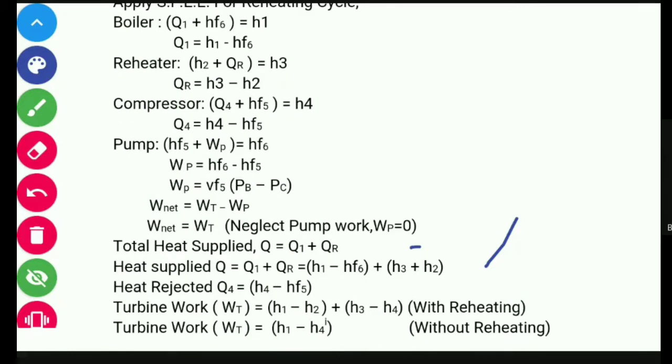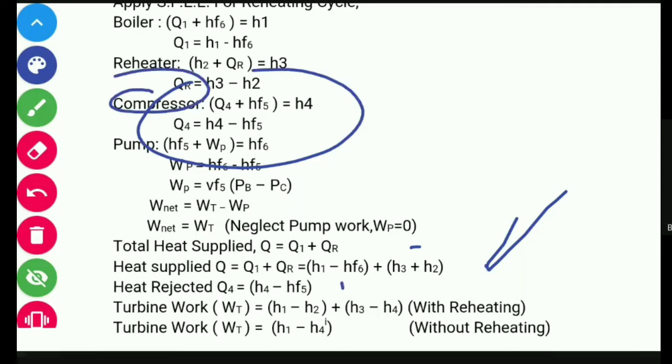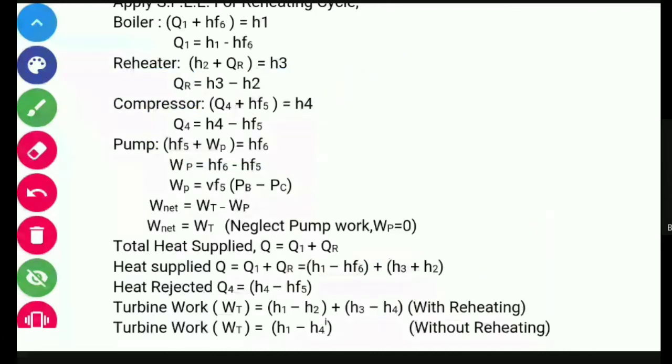Heat supplied is H1 minus HF6 plus H3 minus H2. This is the heat supplied. Similarly, you need to find out the heat rejected. That is Q4. This is not a compressor, this is a condenser. Okay, that is H4 minus HF5. Already told you, H4 minus HF5. Right. So, turbine work. What is the turbine work?